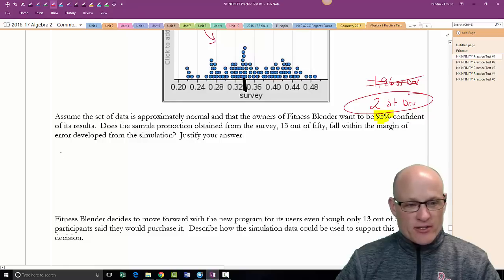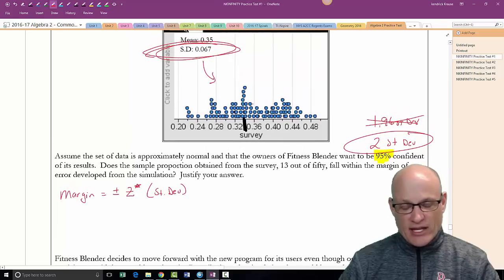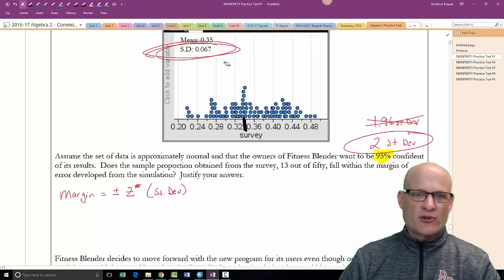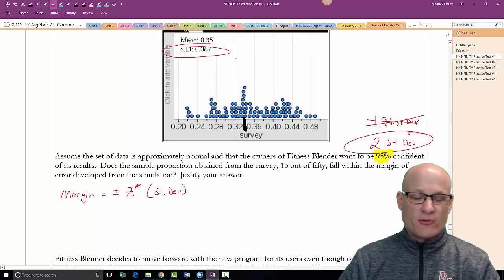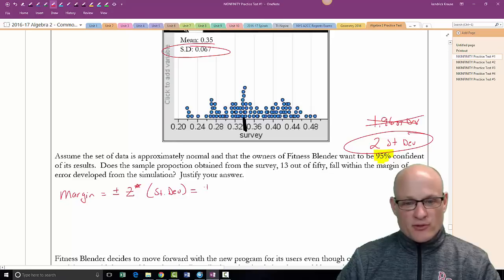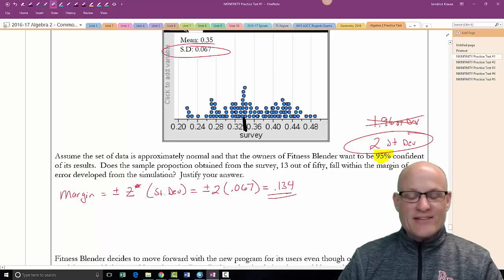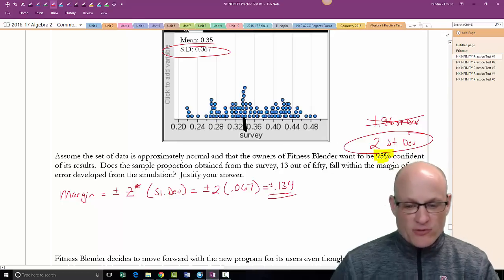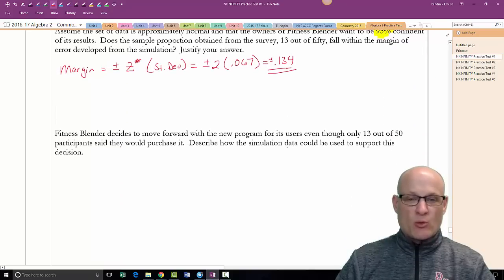So we'll use our margin of error. The margin of error is quite simple. It's going to be equal to plus or minus our z star score, which in this case we're just going to use 2 times the standard deviation. Well, they really oversimplified things on this one as well. They gave us the standard deviation, which I've circled up here. So it's equal to plus or minus 2 times 0.067, which turns out to be 0.134. So that is our margin of error, plus or minus 0.134.